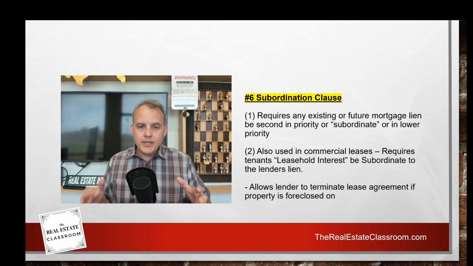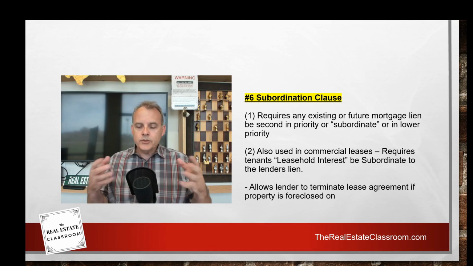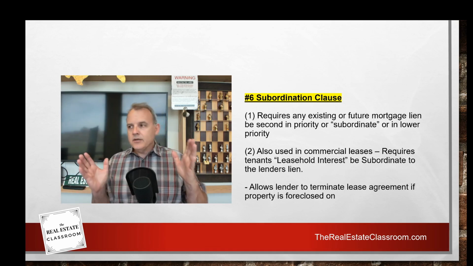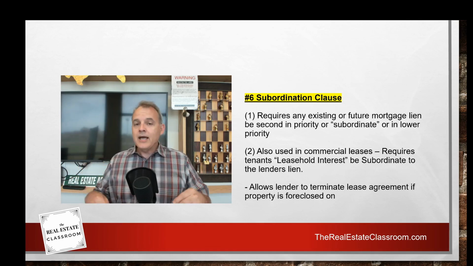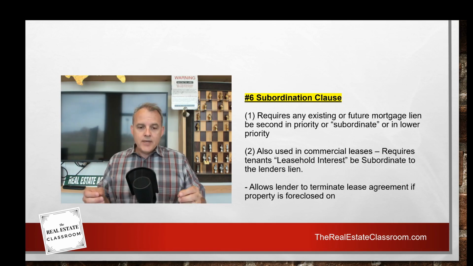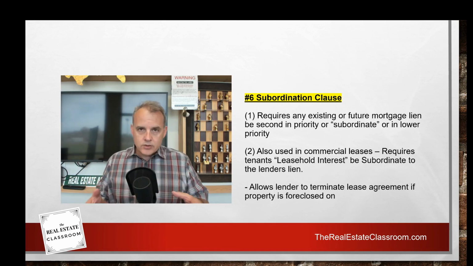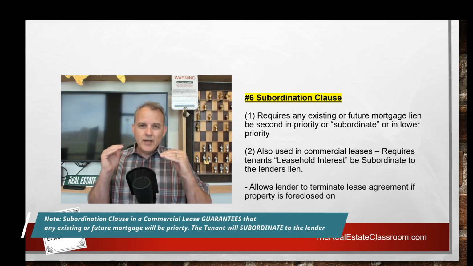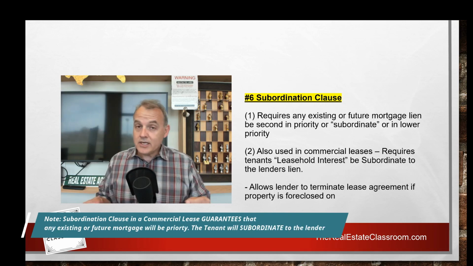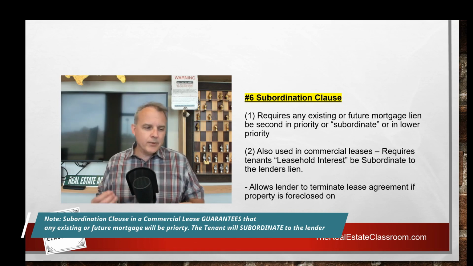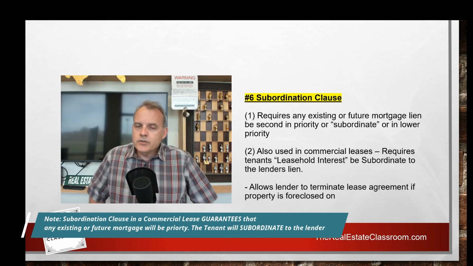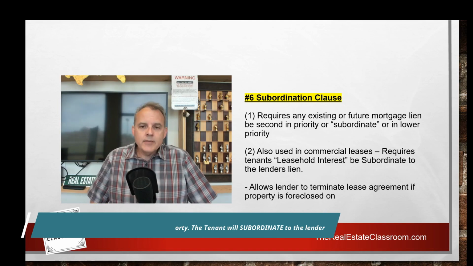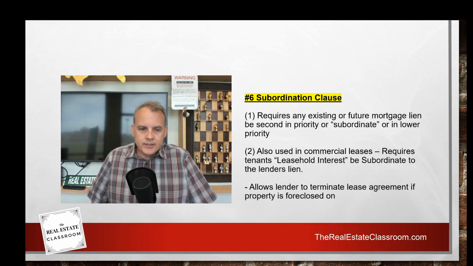So it's very common for a commercial lease to say that in the event that the owner has a mortgage and that mortgage is foreclosed upon, the lender is allowed to terminate that lease even if the lease hasn't expired yet. So it's a way to protect the lender. These subordination clauses are very common in commercial leases.